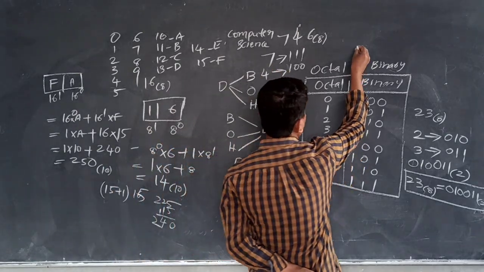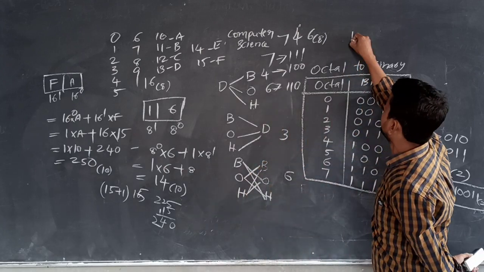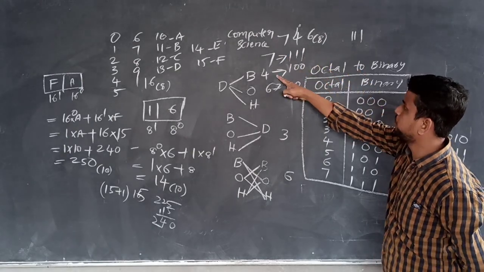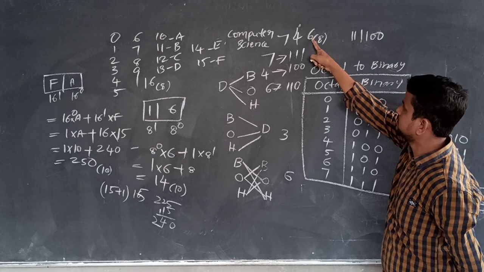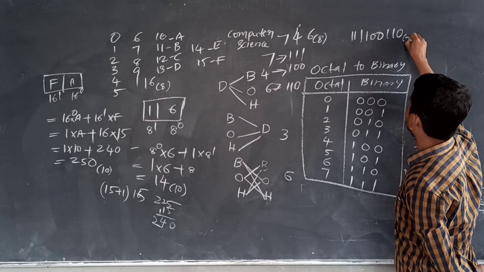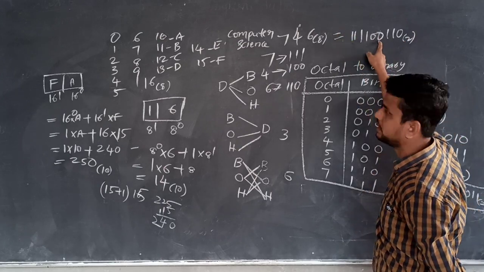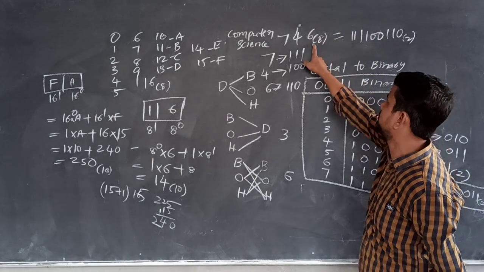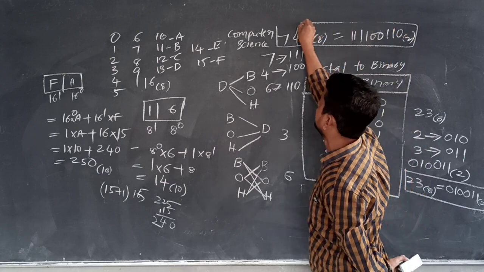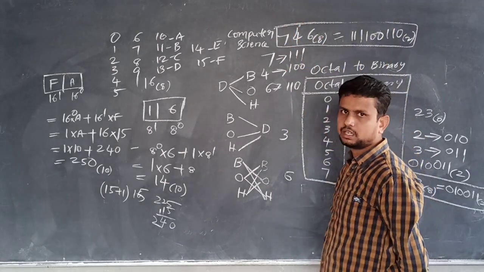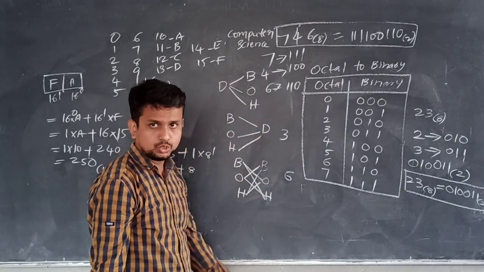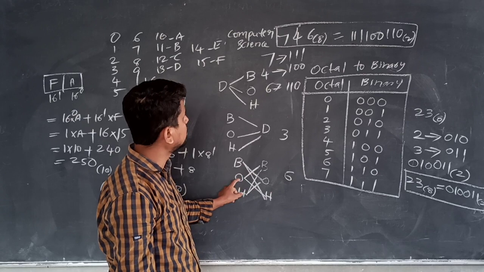Now if you convert, what is the possible result? Wherever 7 is there, I am placing 1 1 1. Wherever 4 is there, I am placing 1 0 0, and wherever 6 is there, I am placing its equivalent binary number 1 1 0, base 2. So what is it? It is a binary number. From octal number system to binary number system we converted. So this is the octal to binary conversion. Understood, all of you?